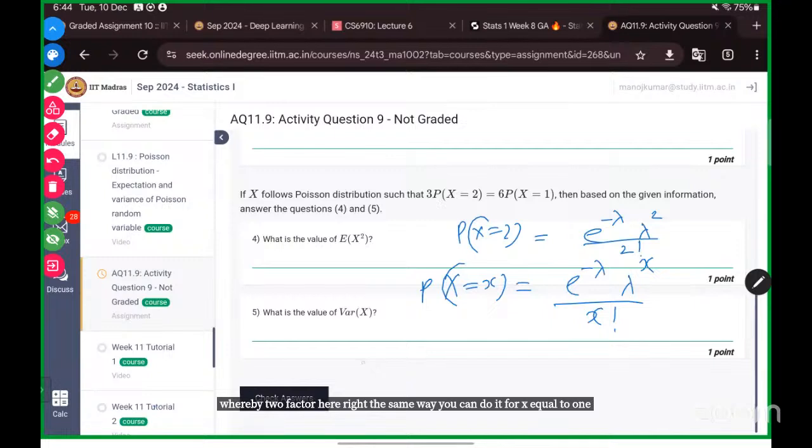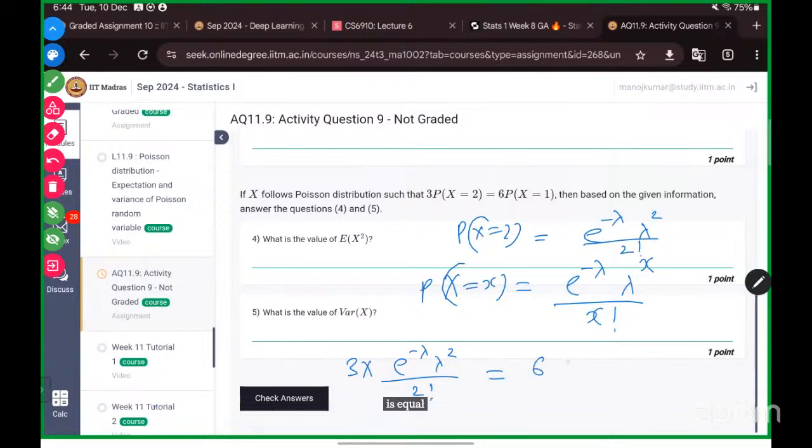So if you do this, 3 into e power minus lambda, lambda square by 2 factorial, is equal to 6 into e power minus lambda, lambda power 1 by 1 factorial. If you solve this, e power minus lambda will get cancelled, and lambda is equal to 6 into 2 factorial, which is 2, divided by 3. So you'll get 4. Lambda is 4.